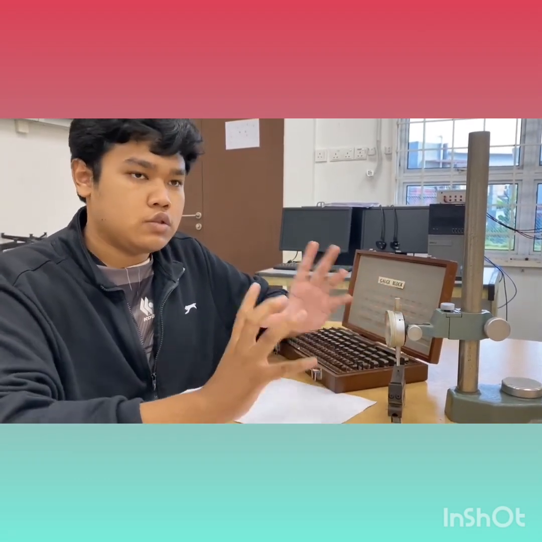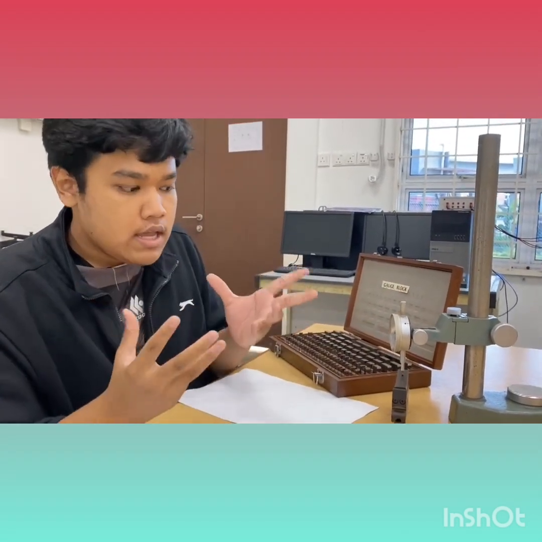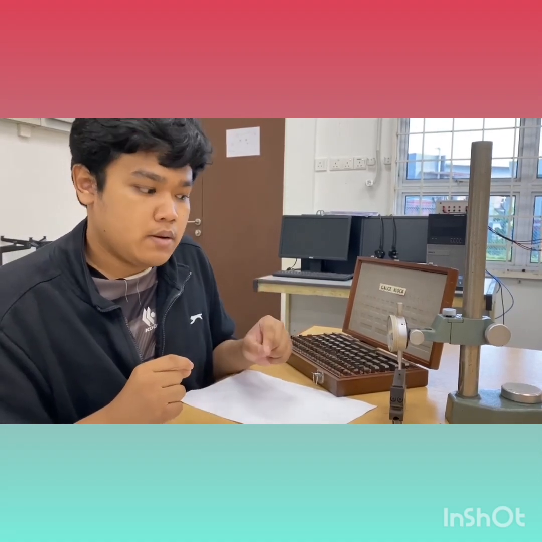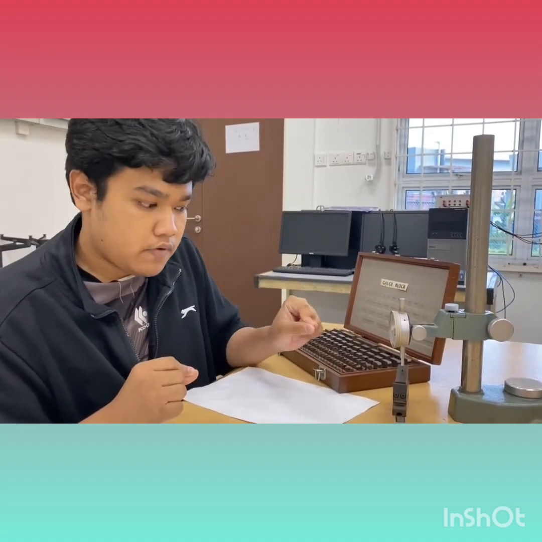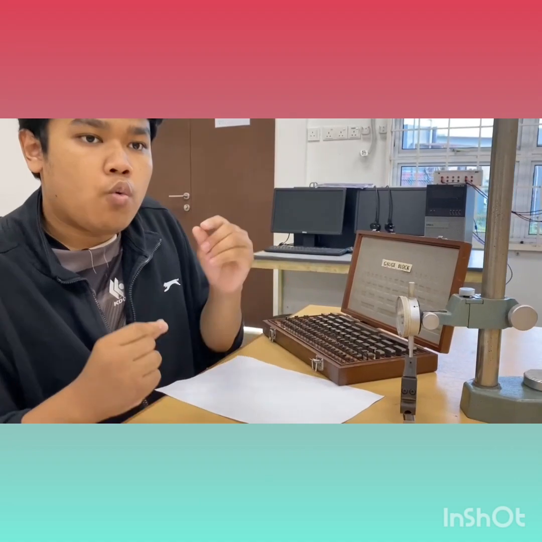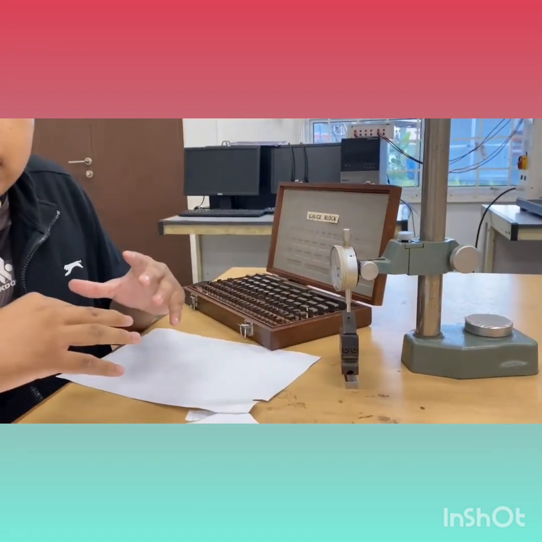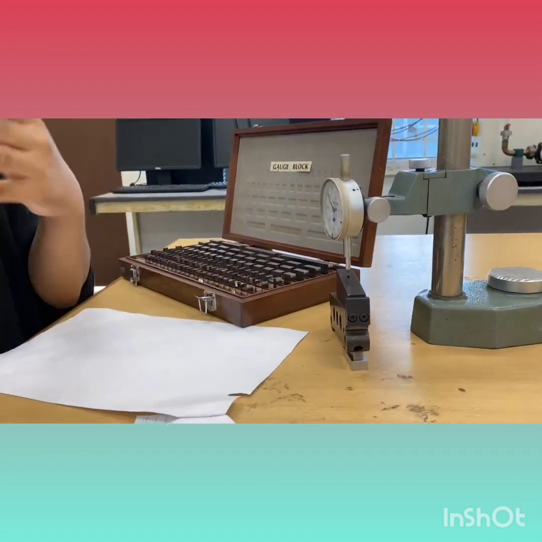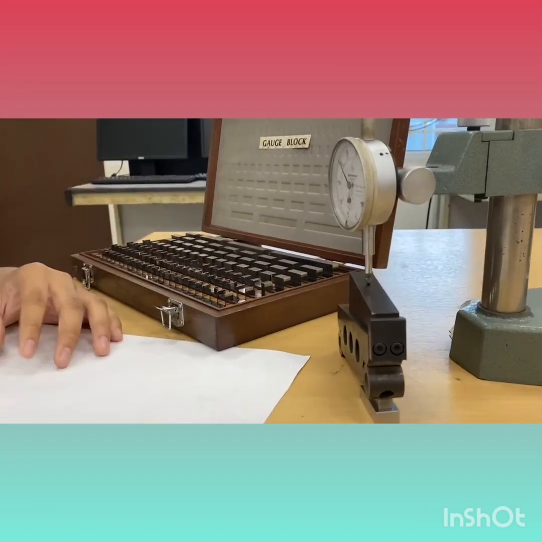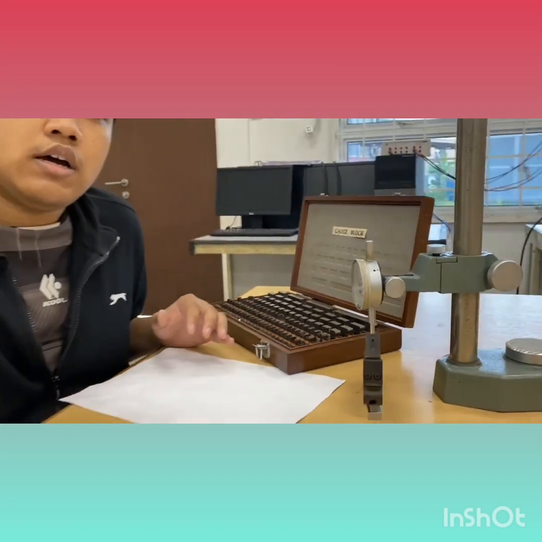To conclude, the objective of the experiment is to find the flat surface of the block when it is inclined, and also to find the height of the block itself. I think that's all from me for the experiment. Thank you.